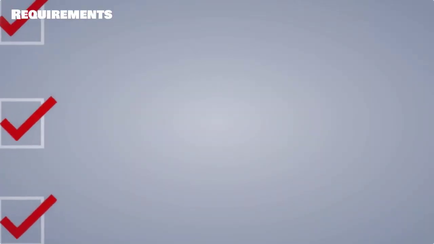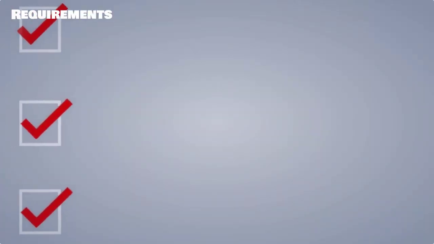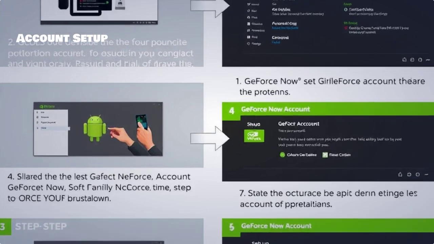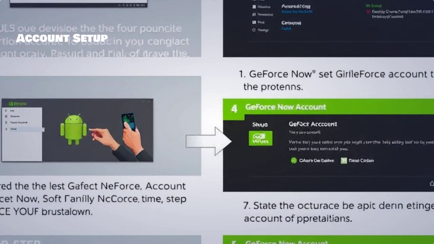Before we dive in, let's cover the requirements for running CS2 on GeForce Now. You'll need a compatible PC, a GeForce Now account, and a stable internet connection. Here's how to set up your GeForce Now account in just a few easy steps. Head over to the GeForce Now website and create your account.